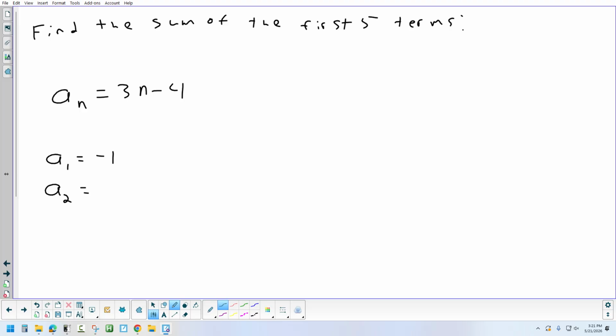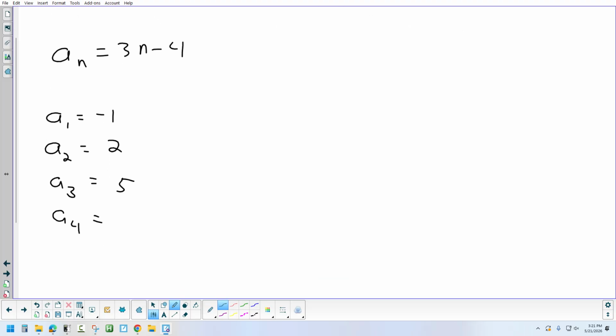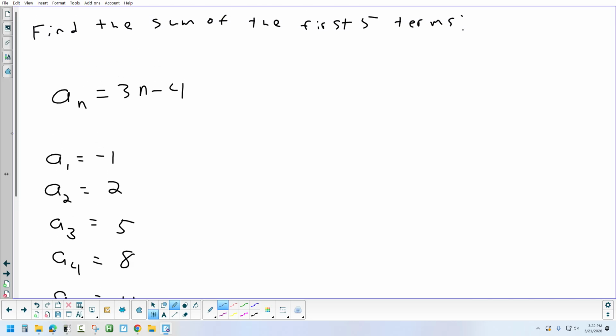And what would the second term be in that sequence? Yep. 2. And the third term in the sequence? Yep. 5. Okay. Fourth term in the sequence? Yep. 8. And the fifth term in the sequence? Yep. 11. So now it said to find the sum.